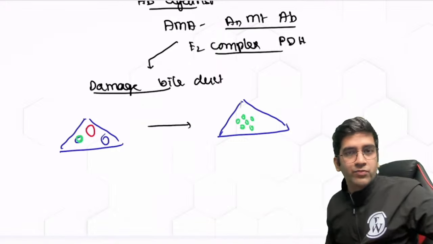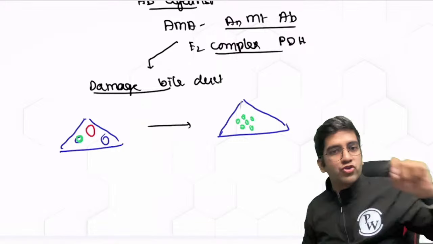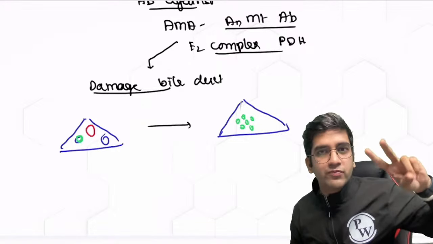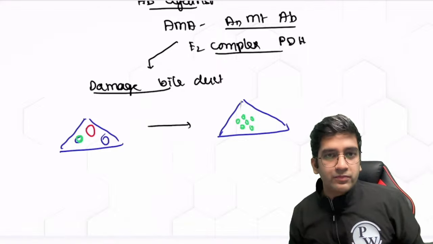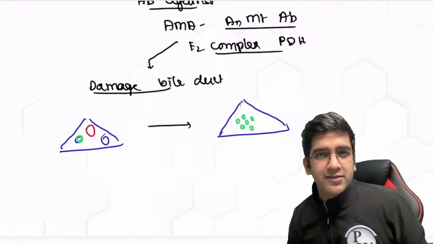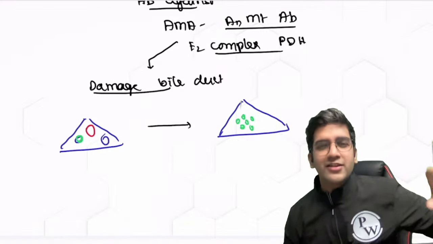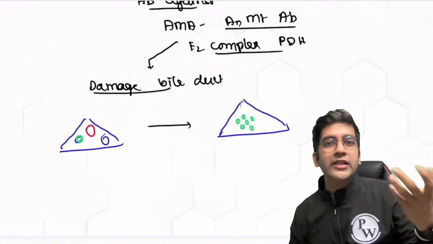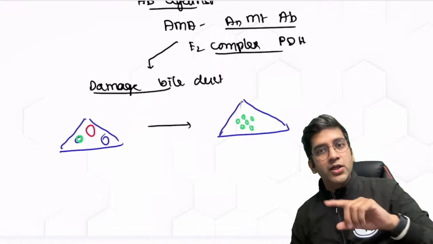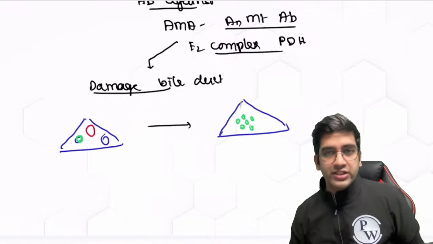Can anyone answer? Who was the one who destroyed the biliary duct in the first place? Neutrophils, lymphocytes, eosinophils, macrophages? It's a simple answer, right? I want you to comment the answer. It's fine if you make a mistake. It'll be lymphocytes. It's an autoimmune disorder. So lymphocytes destroy them.